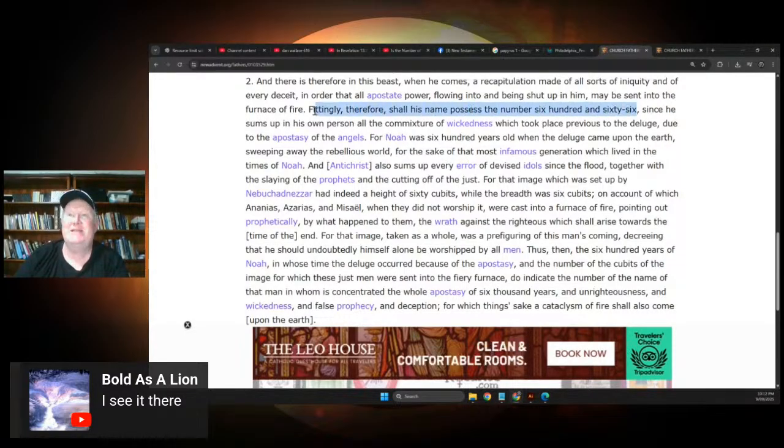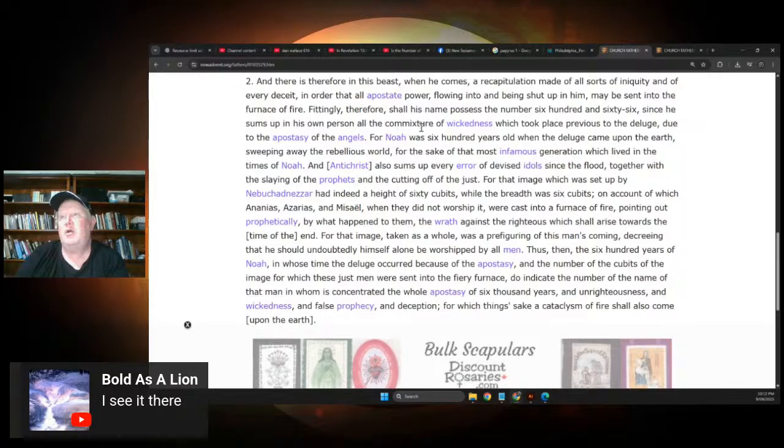So he's clearly saying, this is Irenaeus, and so he had a direct link to the Apostle John through Polycarp. And so since he sums up his own person, all the commixture of wickedness which took place previous to the deluge due to the apostasy of the angels, and so he goes on quite a bit here. But definitely he's talking about 666, okay? And then he talks about, Nebuchadnezzar had a statue of 60 cubits. The width was 6 cubits, talking about all these sixes and things like that.